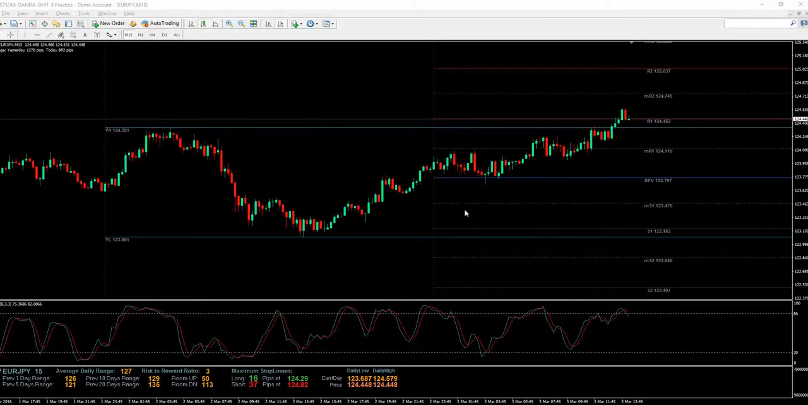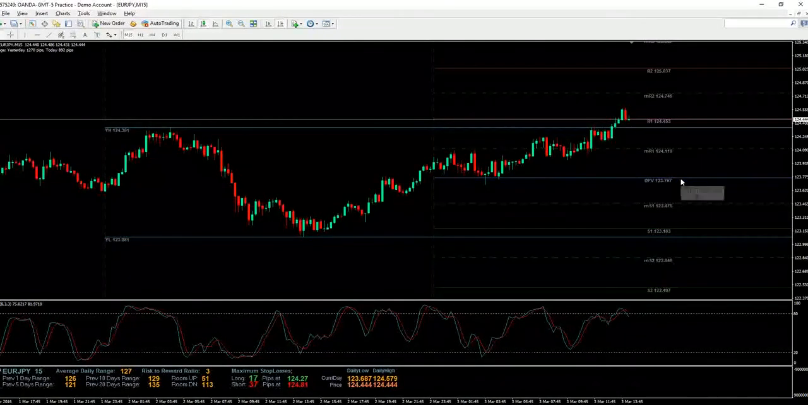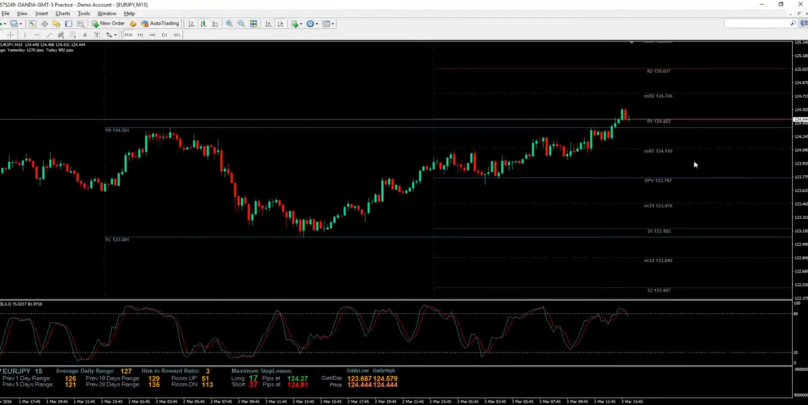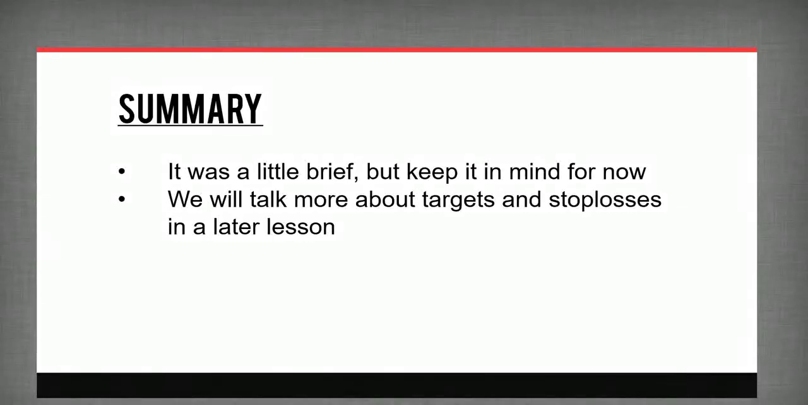And amongst all these lines, the most important one that you have to look for is the daily pivot, which is this one right here. As this tends to be the strongest pivot point when it comes to whether it's a support level or a resistance level, so pay close attention to it. I know that this was brief, but just try to keep this in mind for now, and we'll look at it again when discussing targets and stop loss later on.